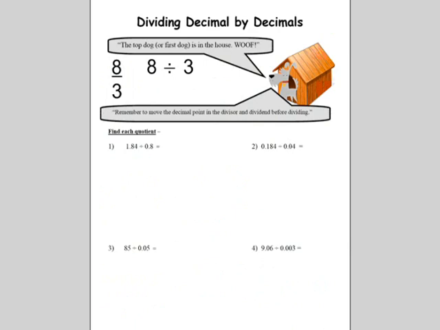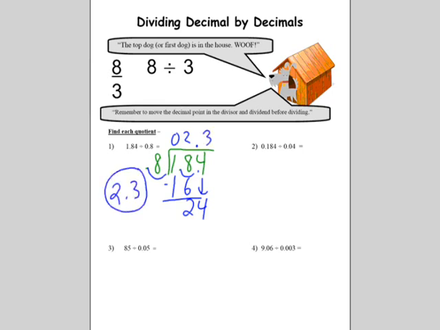So we're going to do 1.84. We're going to put that first dog in the house, 1.84, and we're dividing it by 0.8. Well, we want to make that a whole number. We're going to make our divisor a whole number. We're going to move it 1 spot. We're going to move it 1 spot here and get our decimal in our quotient. 8 won't go into 1, but does go into 18 twice. We get 16. We subtract, get 2. Bring down our 4, and 8 goes into 24 3 times. So 2.3 would be our answer here.